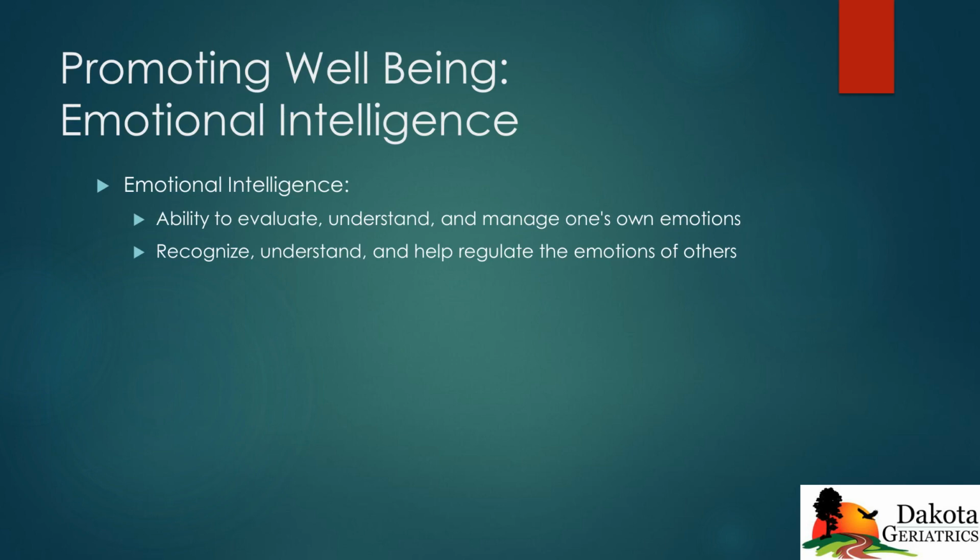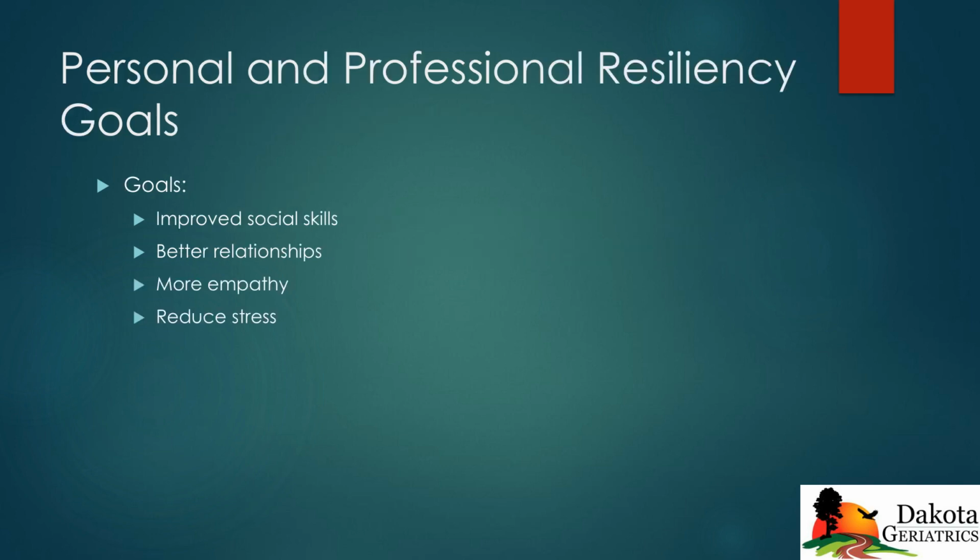In order to promote the well-being of oneself and others, there has to be a degree of emotional intelligence present. Emotional intelligence is the ability to evaluate, understand, and manage one's own emotions. Emotional intelligence is also the ability to recognize, understand, and help regulate the emotions of others. The goals for personal and professional resiliency are the same. Goals can be to improve social skills, have better relationships, have more empathy for others in the wake of adversity, and be able to reduce stress in themselves and others.